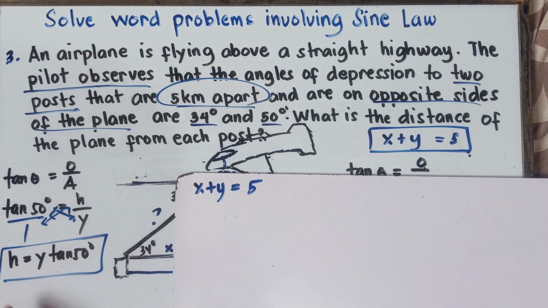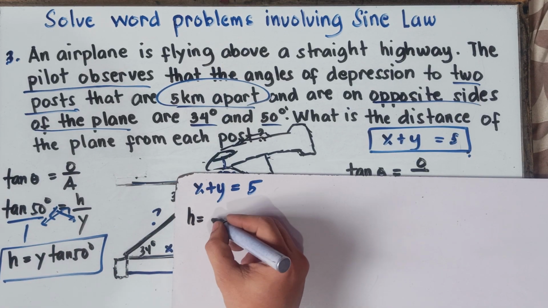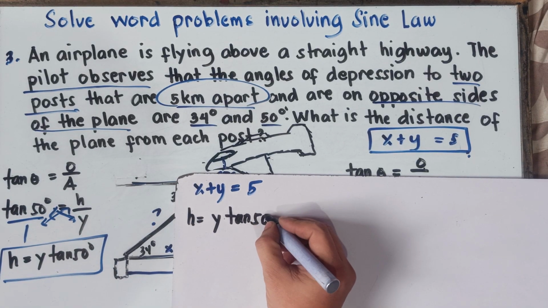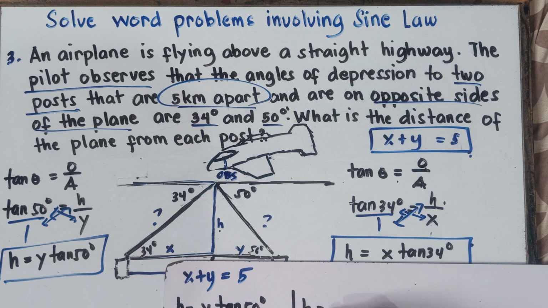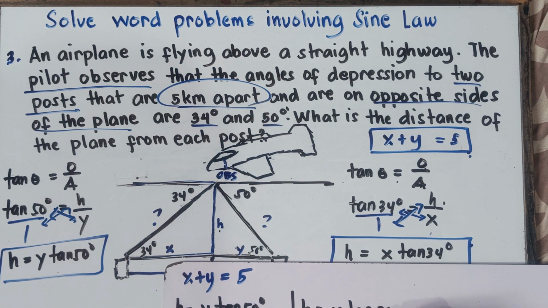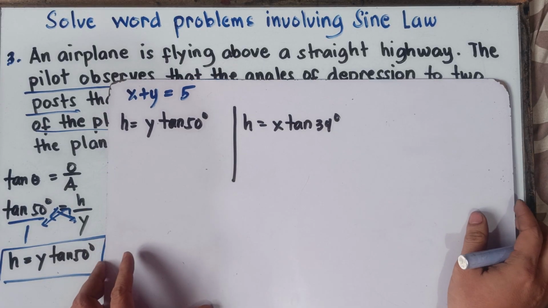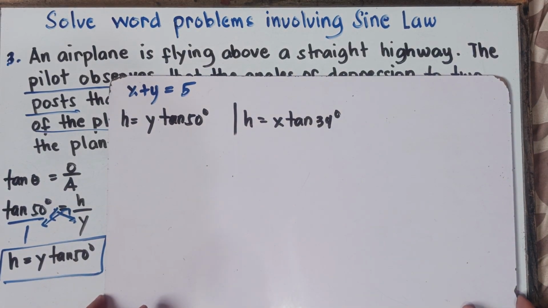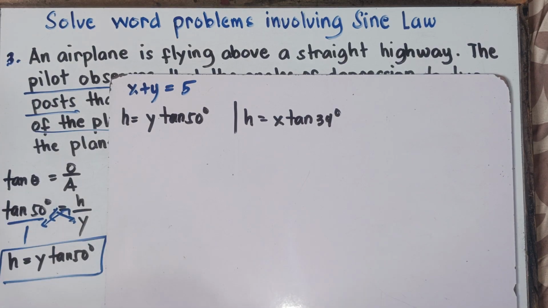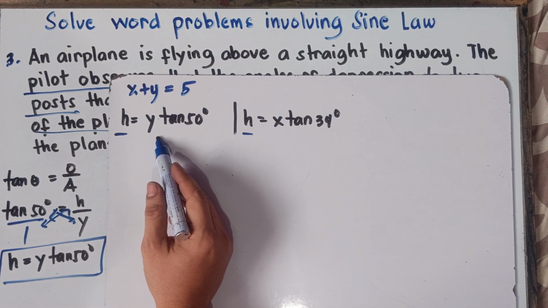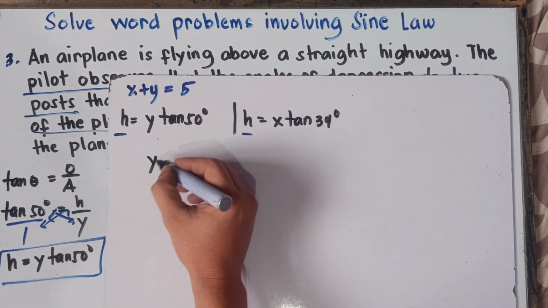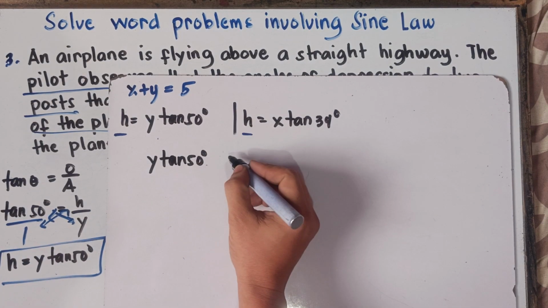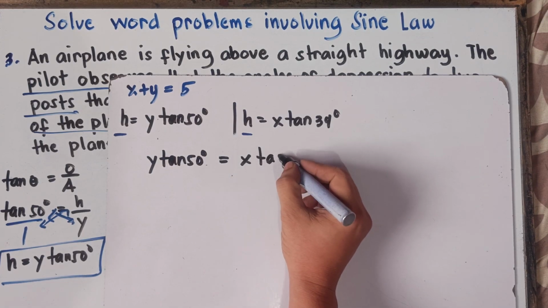Our first equation, we have h equals y tangent 50 degrees. In the other equation, we have h equals x tangent 34 degrees. Now, check this out, class. We have the same h. Therefore, class, we can say that y tangent 50 degrees is equal to x tangent 34 degrees.